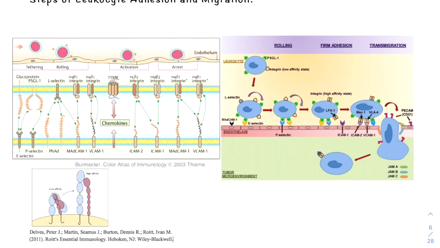But before starting with LAD, let us first revise the process of leukocyte adhesion and migration. When the circulating leukocytes reach the area of inflammation through the bloodstream, they engage certain adhesion molecules in order to slow down. This step is called tethering, and it is mediated by molecules known as selectins.